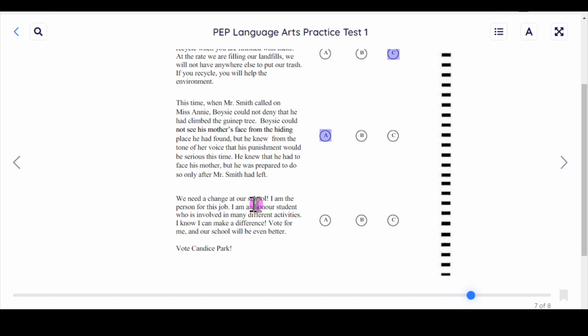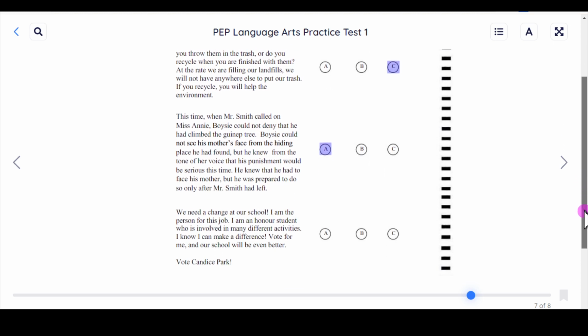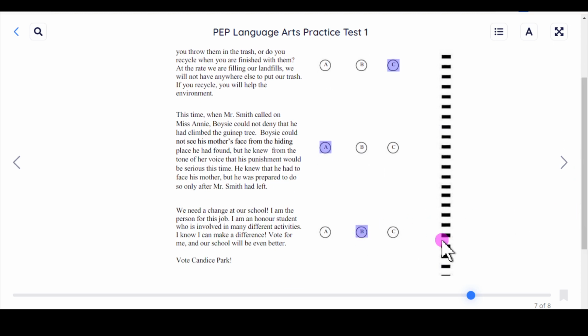We need a change at our school! The exclamation mark tells me that some emotion is involved in this one. I am the person for the job. I am an honest student who is involved in many different activities. I know I can make a difference. Vote for me and our school will be even better. Vote for Candice Park. All right, so this sounds like this person is trying to get me to vote. That means that, let me look again, B, persuade. All right, cool.